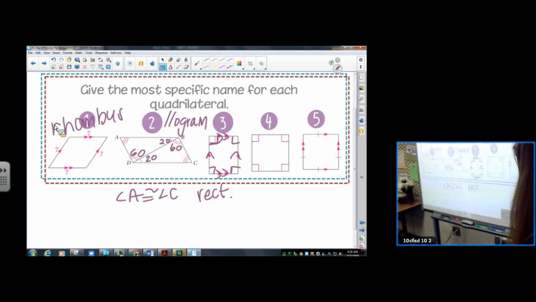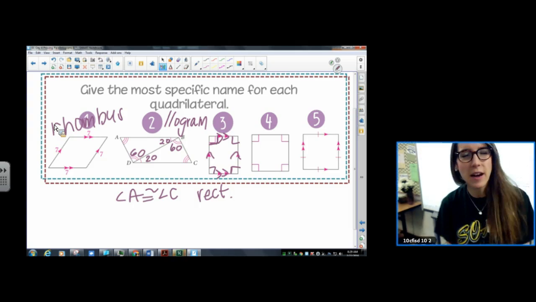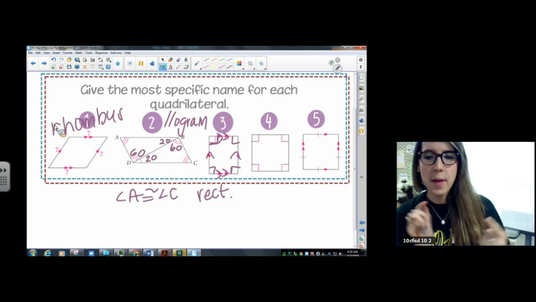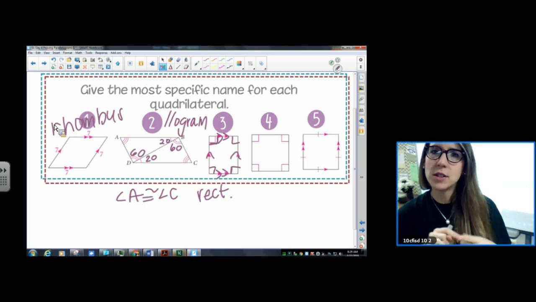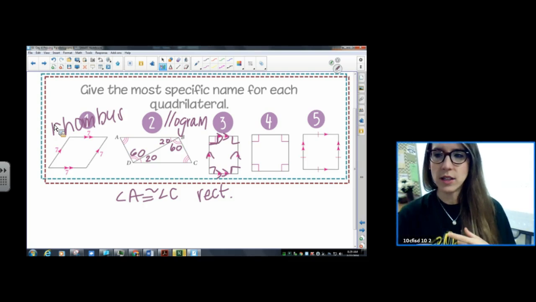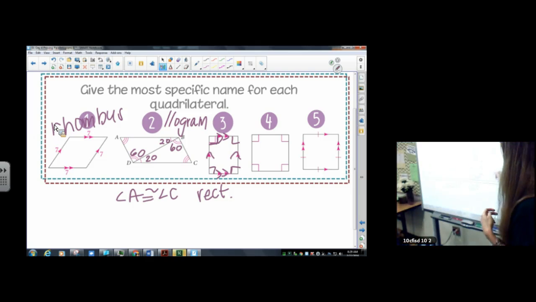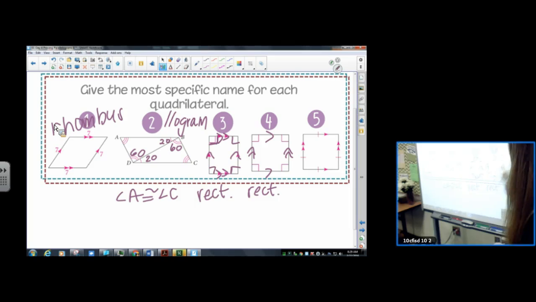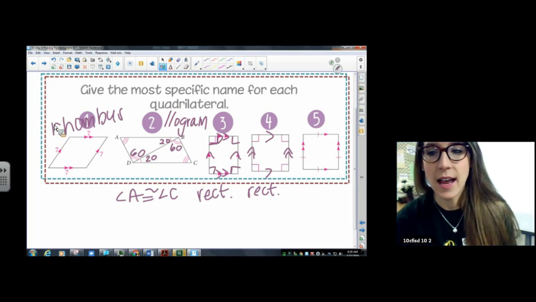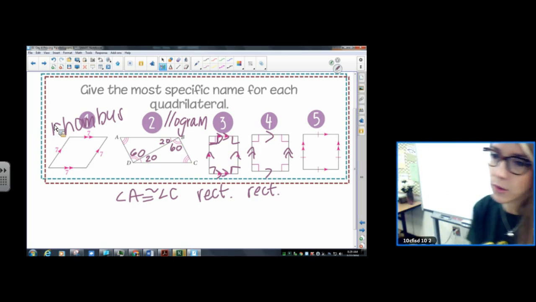Number 4. I have 4 right angles. Is it a parallelogram, though? We have to make sure. Okay, a parallelogram would mean opposite angles are congruent, 90 is congruent to 90, 90 is congruent to 90. Phew! Okay, so it's a parallelogram with 4 right angles. Definitely a rectangle again. All right, and number 5, finally, we have opposite sides parallel, so it's a parallelogram.